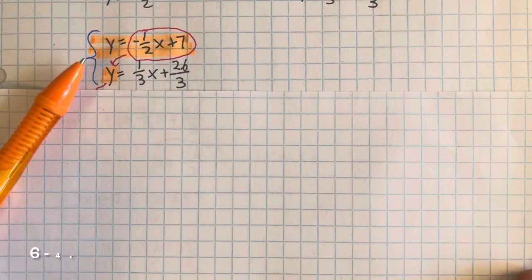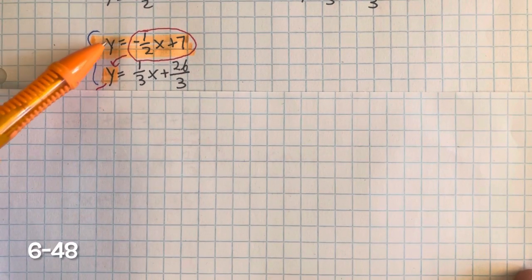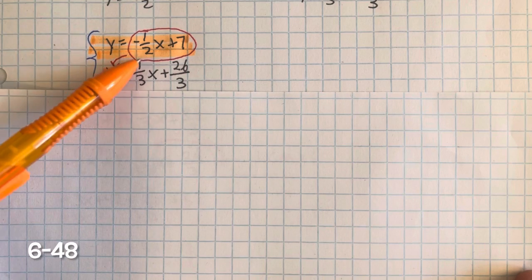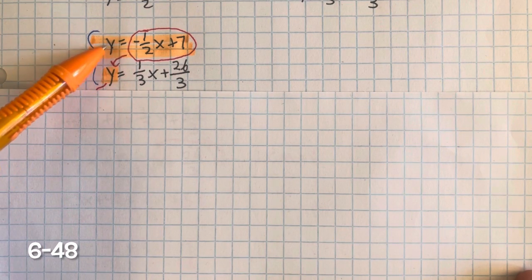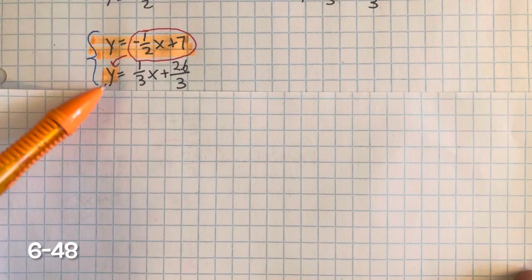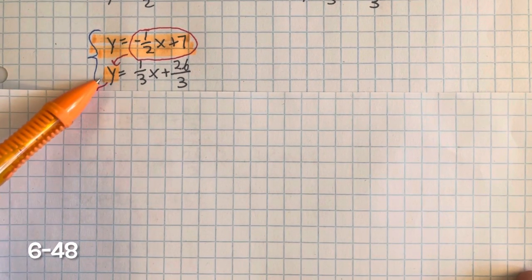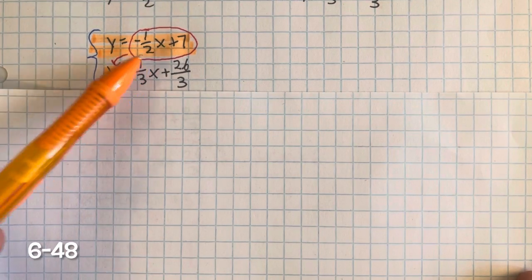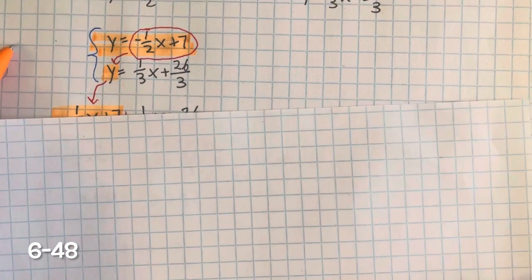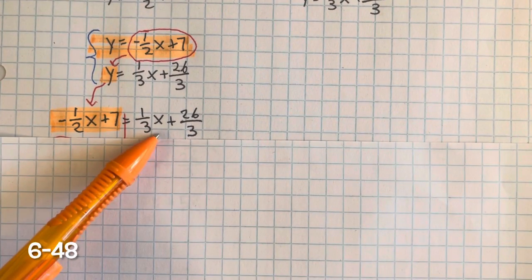So now I have my system of equations, and I have them both in y equals mx plus b form. And so y equals negative 1/2 x plus 7. So if that's what y equals, I can plug it into this equation. Because here I have y. Well, what does y equal? It equals this. So I can plug it in. So now that allows me to set these two equations equal to each other.